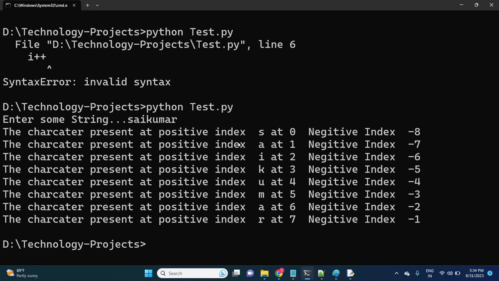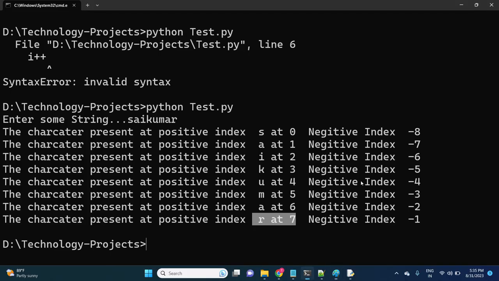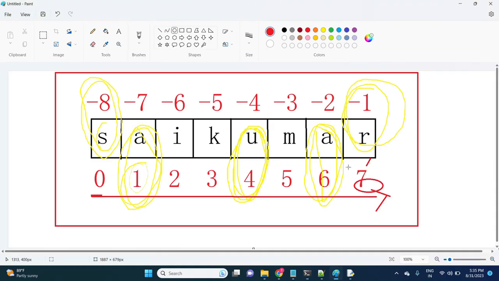Observe here, S at 0, A at 1, I at 2, K at 3, U at 4, M at 5, A at 6, R at 7. Did we get the same diagram in this format or not? 0, 1, 2, 3, 4, 5, 6, 7. SAIKUMAR starts at 0 and ends at 7 with respect to positive. S at 0, R at 7.